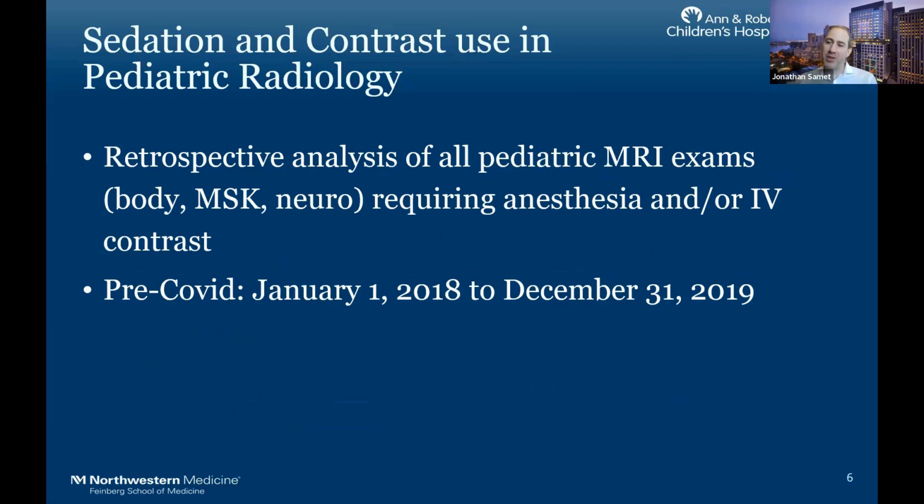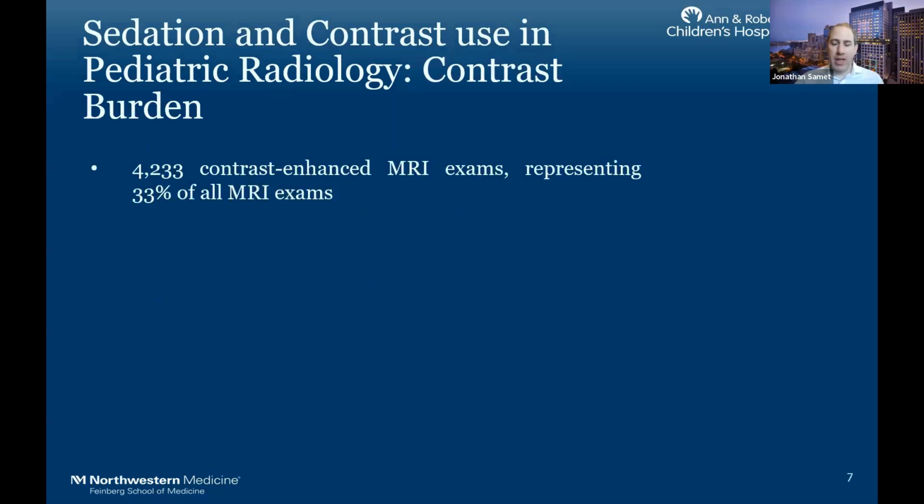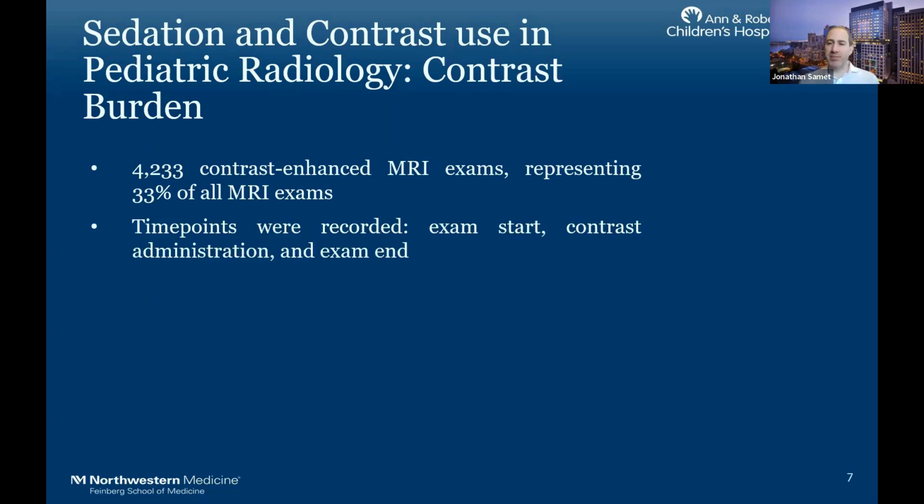understand the problem in order to realize why it's so important to do the rapid imaging. So we looked at all of our pediatric MRI examinations at our institution: body, MSK, neuro. We looked at all the exams that required anesthesia or contrast. We looked at the pre-COVID era, so it would not be affected by COVID, over a 2-year period. We found we did about 4,000 contrast exams, representing about a third of our exams. When we talk about contrast burden, how do we define this? We had to find some way to define what it means, like how much extra time for contrast.